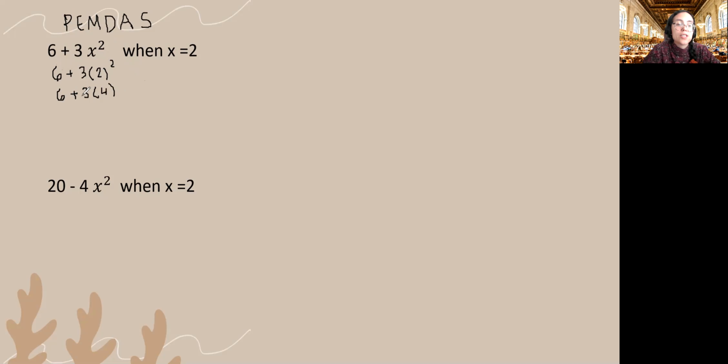Now I have addition and multiplication. So I'm going to do the multiplication before, because if I look up to the PEMDAS up here, the multiplication comes before the addition. So I'm going to multiply 3 times 4 is 12, and I add the 6. So 6 plus 12 is 18.